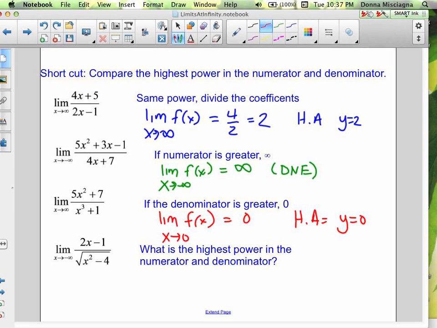So how about the following? What's the highest power in the numerator and denominator? Remember that the square root of x squared is equal to x. So they both have the same degree. We've got to be careful about taking the ratio of the coefficients. And let's take a look at that in the next page.